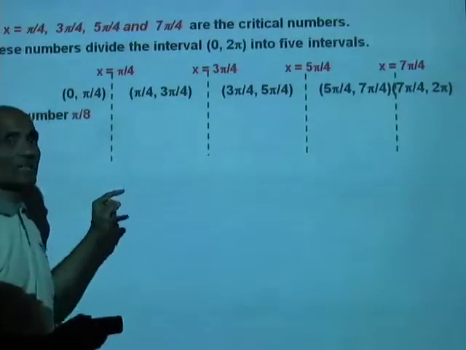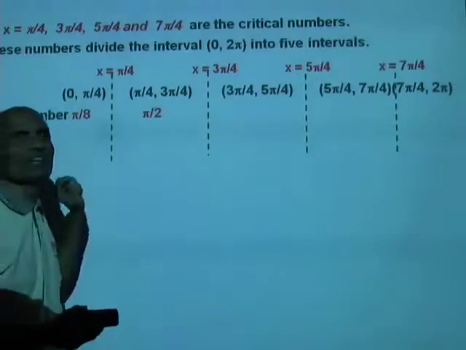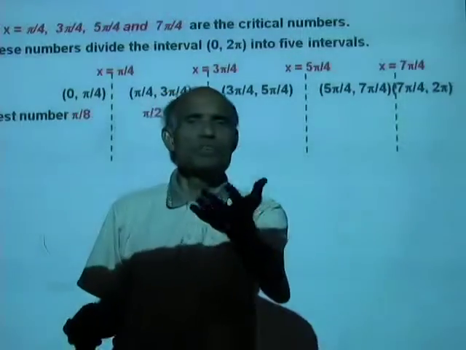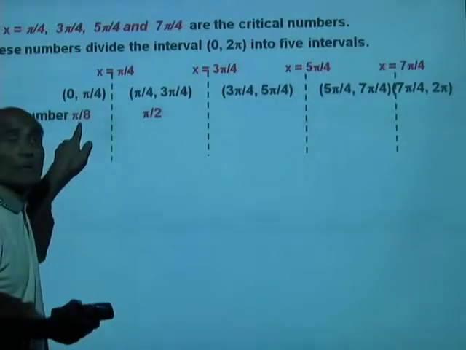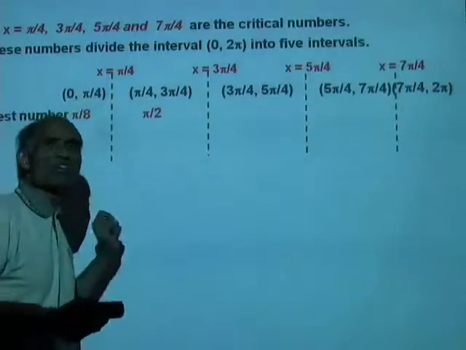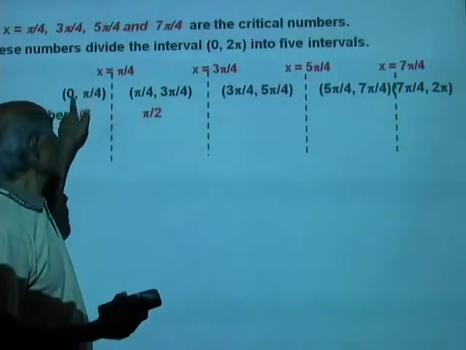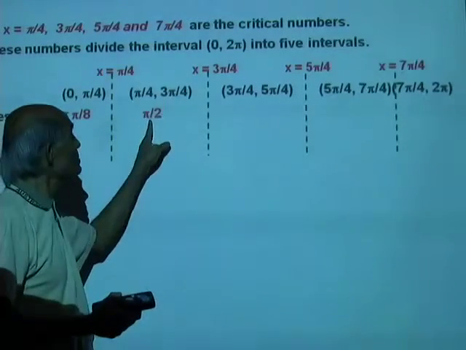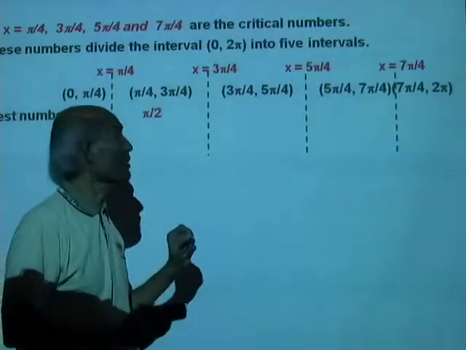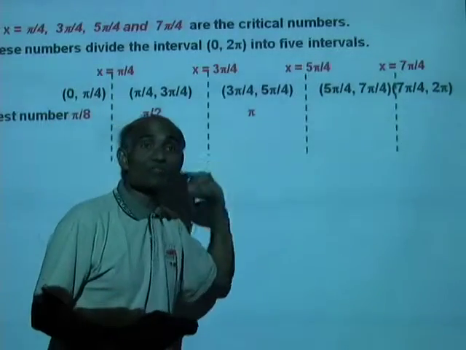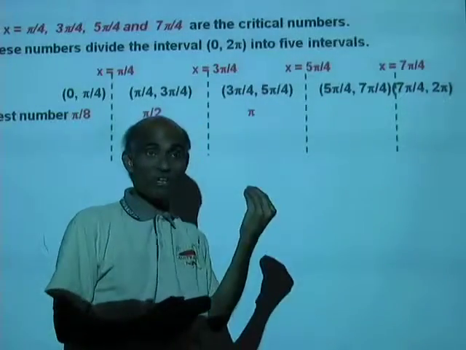Alright, let's do that. Take a test number here. I took pi by 8 in here. It doesn't matter since you're going to use the calculator. Pi by 6 is a more convenient number if you don't use the calculator. But pi by 8 is actually on that interval. Pi by 2 is on the interval pi by 4 to 3 pi by 4. And pi is a number between 3 pi by 4 to 5 pi by 4. Pi is a very convenient number.